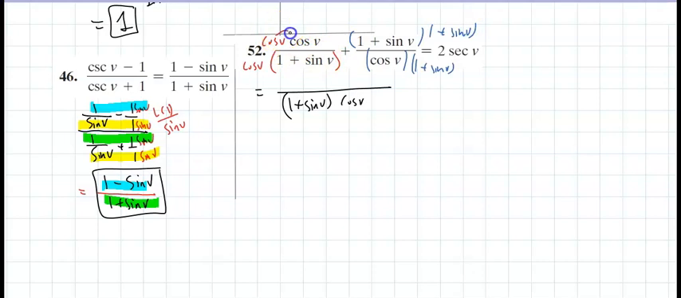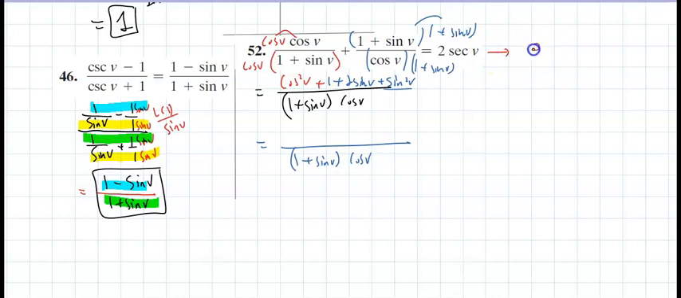So on the top, I'm going to get cosine squared of v plus, and if I FOIL this, I'm going to get 1 plus twice the sine of v plus the sine squared of v. And this is going to be 1 plus the sine of v times cosine of v. Now, I did want to mention, I go on the side, and I recognize that this is 2 over the cosine of v, so I know I'm going in the right direction.